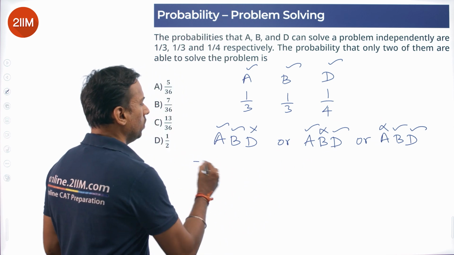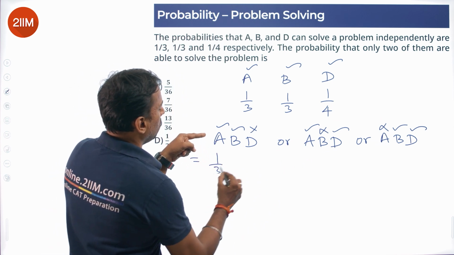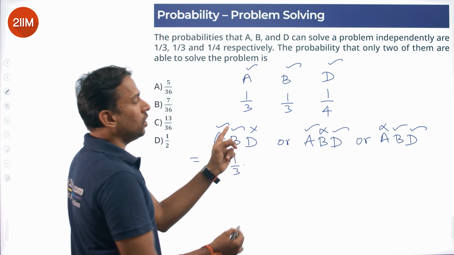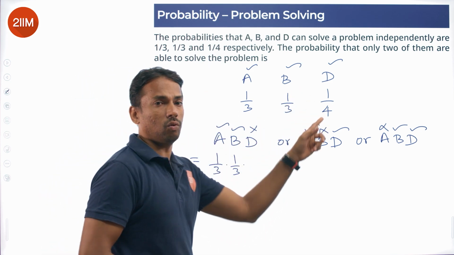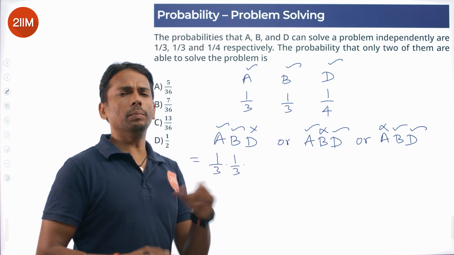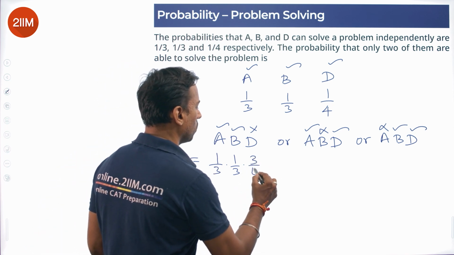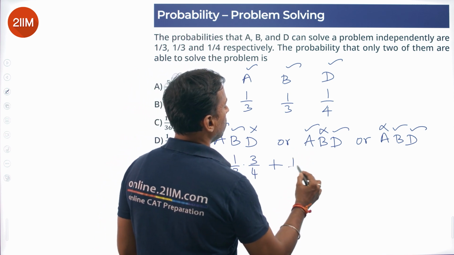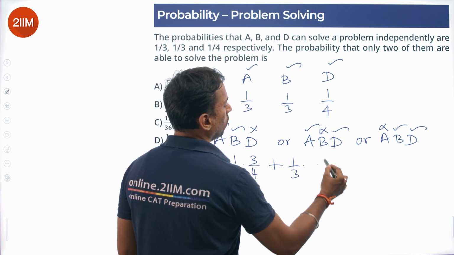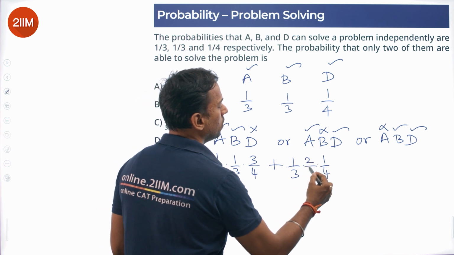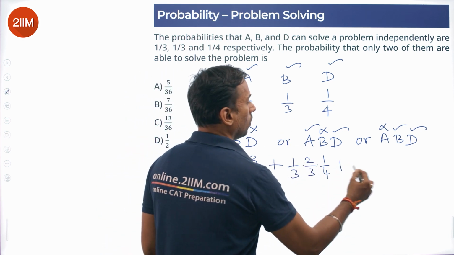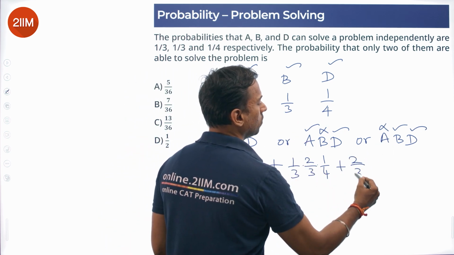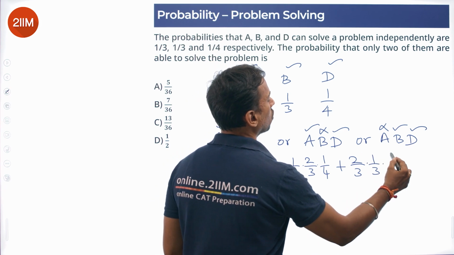We'll attack them one by one. A solving 1 by 3, B solving 1 by 3, D not solving. D solving is 1 by 4, D not solving is going to be 1 minus 1 by 4, 3 by 4. Plus A solving 1 by 3, D solving 1 by 4, but B not solving 2 by 3. Plus A not solving 2 by 3, B solving is 1 by 3, D solving is 1 by 4.